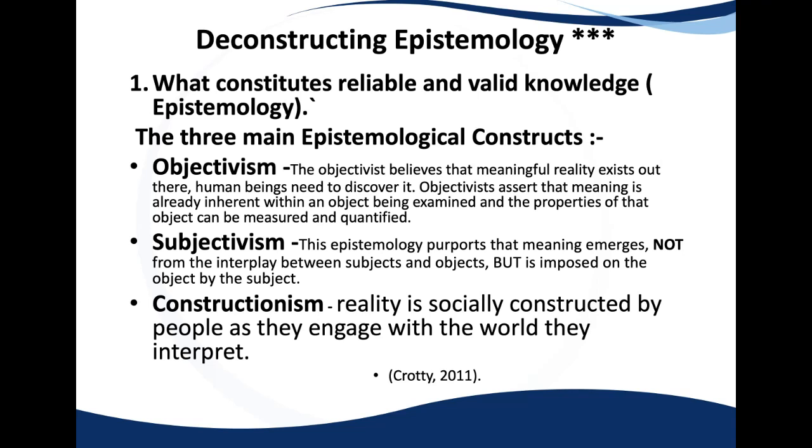Subjectivism believes there's more than one real truth, and that real truth is driven by the subject and not by the object. And then constructionism is another construct within epistemology, and in this, the argument is that reality is socially constructed by people as they engage in the world that they interpret.